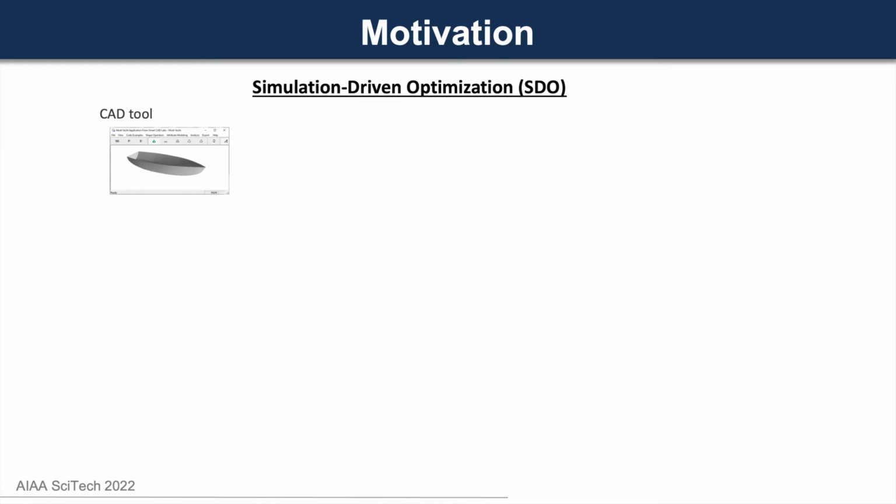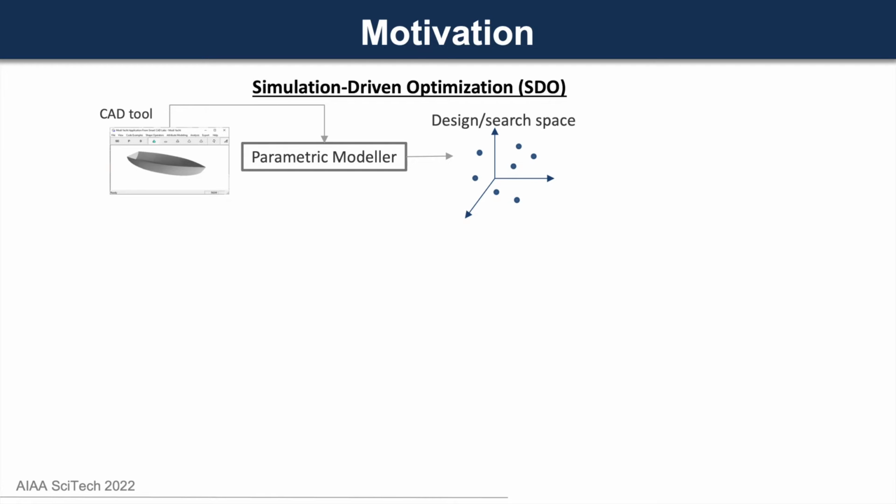The motivation of this work is that shape optimization is critical for engineering design. A typical shape optimization pipeline starts with a CAD tool in which we build our CAD design. This design is later parameterized, and this parameterization creates a design space which will be explored to find an optimal design. Typically, these search spaces are connected with an optimizer.